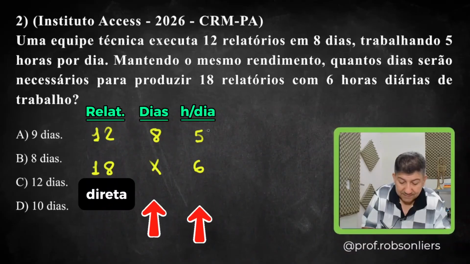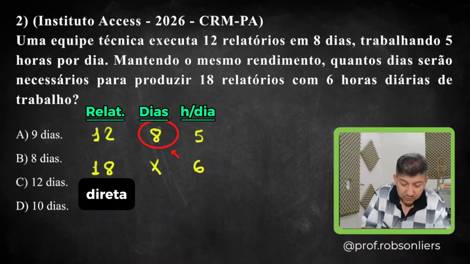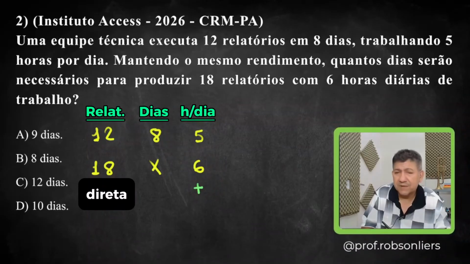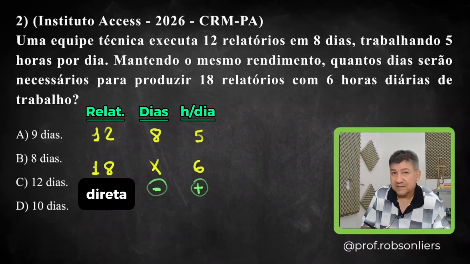Okay? Here, look, working 5 hours a day, you complete a certain task in 8 days, and if you work more, if you work 6 hours a day, will this task be completed faster or will it take longer? Faster, right? The more hours you work per day, the faster the task will be done. In other words, in less time. Now notice that this quantity here increases and this one decreases. When one quantity increases and the other decreases, they are inversely proportional quantities.